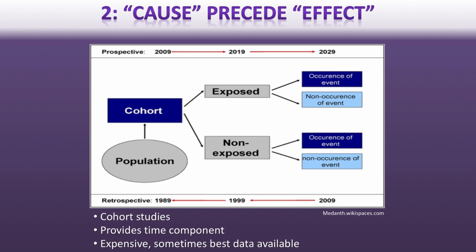So let's look at the idea of cause preceding effect. Remember, if you think that something's causing a disease, you want to make sure that people are exposed to that causal factor, that toxin, that risk factor, before they actually develop that disease. And one of the best ways to do this is by doing what's called a cohort study.